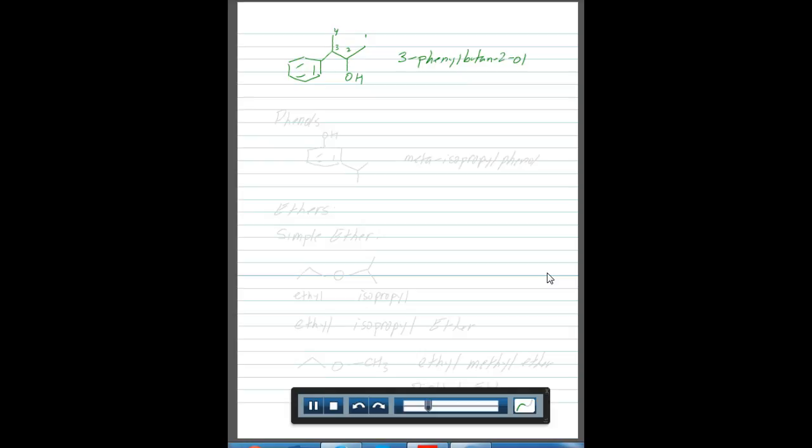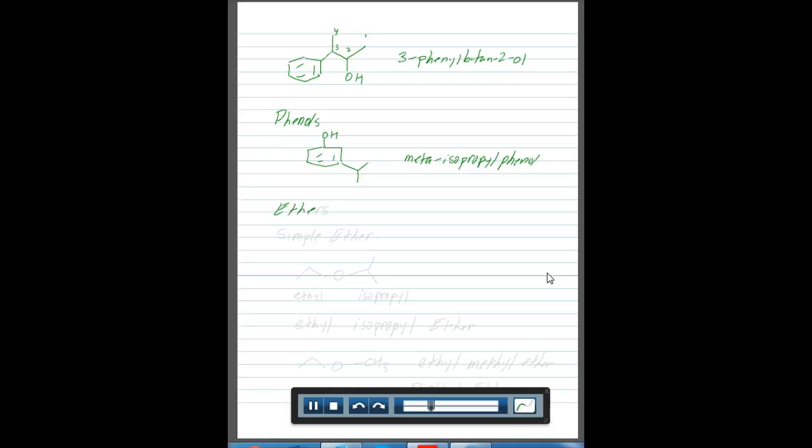Let's talk about phenols. We learned in the aromatic chapter that a phenol is a special type of alcohol. Depending on the substituent hanging off of it, like in this case, this would be called meta-isopropyl phenol. Your parent is the phenol group, and whatever groups you have attached to it, you just name accordingly. Nothing too tricky.